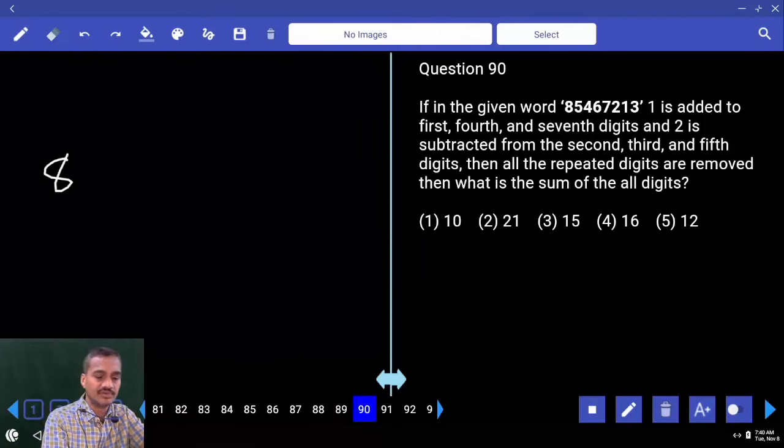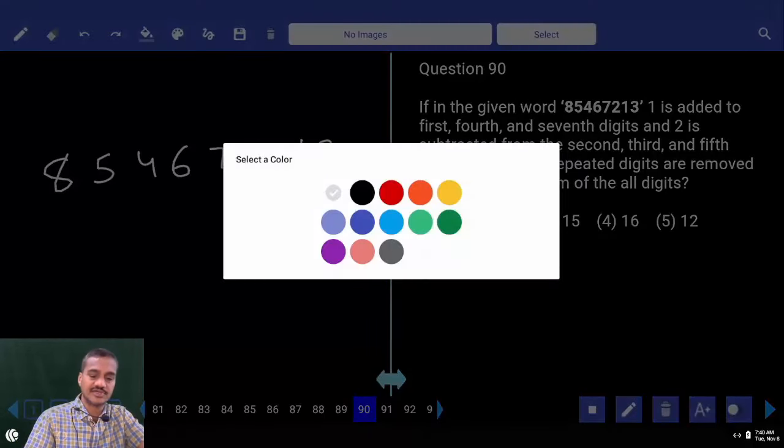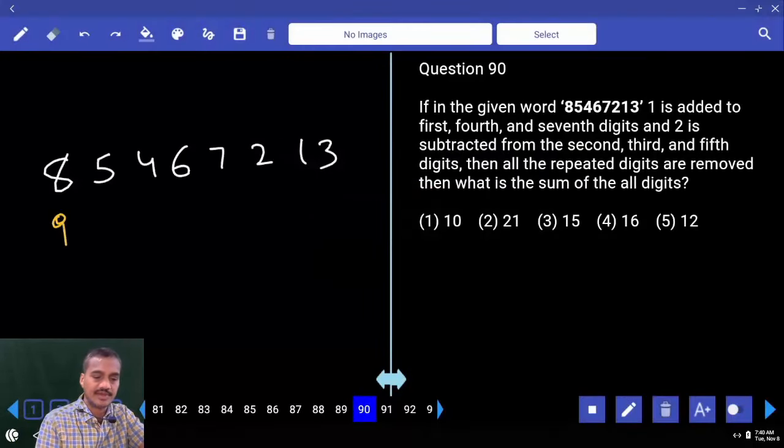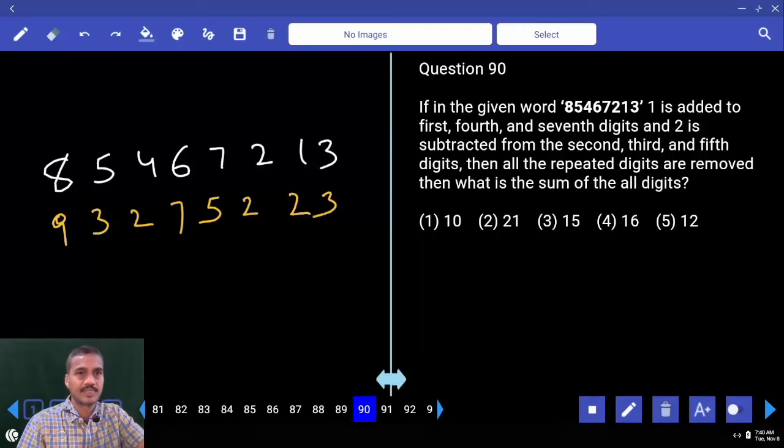Now what is the number we have? 8, 5, 4, 6, 7, 2, 1, 3. Now in this one, 1 is added to the first, fourth, and seventh digits. And 2 is subtracted from the second, third, and fifth digits, and the remaining digits are kept as they are. And then all the repeated digits are removed.